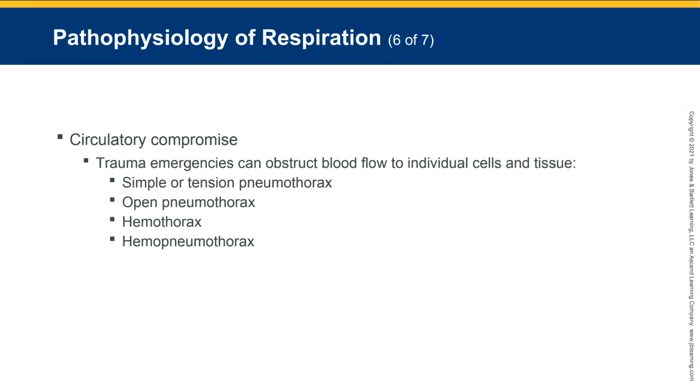Circulatory compromise, because both the respiratory and cardiovascular systems are so closely linked in their function. If something is wrong with the circulatory system, it can also affect the respiratory system. So circulatory compromise: trauma emergencies can obstruct blood flow to individual cells and tissue. Simple or tension pneumothorax can cause respiratory problems. Open pneumothorax can cause respiratory problems. A hemothorax or a pneumothorax can cause respiratory issues.